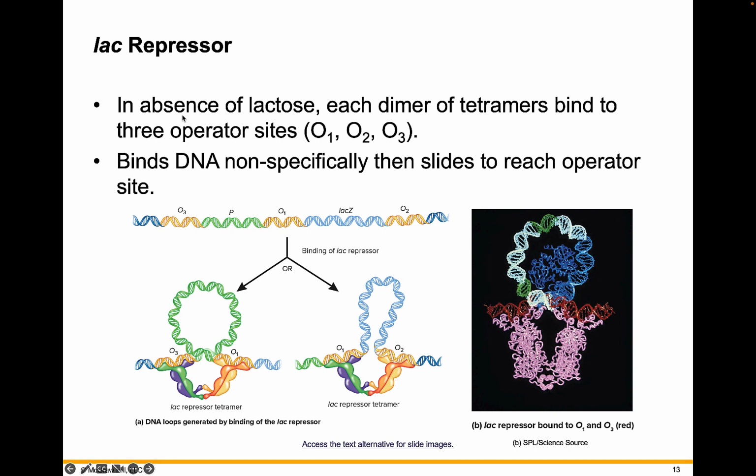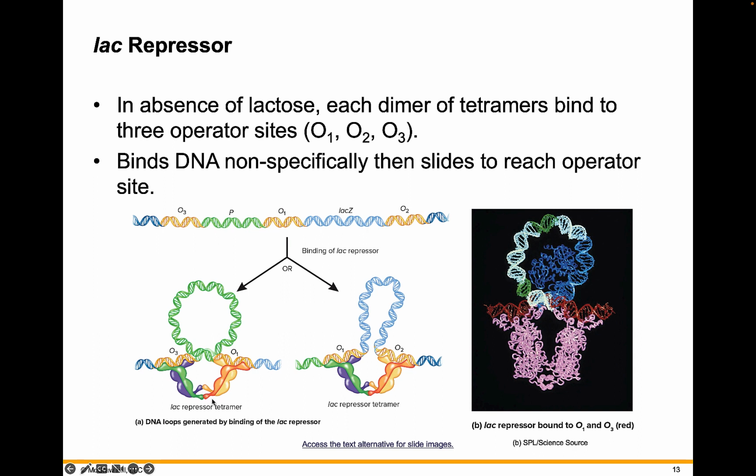And how does this happen? In the absence of lactose, each dimer of the tetramer binds to the 3 operator sites, which are the operator 1, 2, and 3 regions. So you can see right here you have operator 1. This is your LAC-Z, and this is operator 2 and operator 3. Right here you are looking at a LAC repressor, which is basically a tetramer.